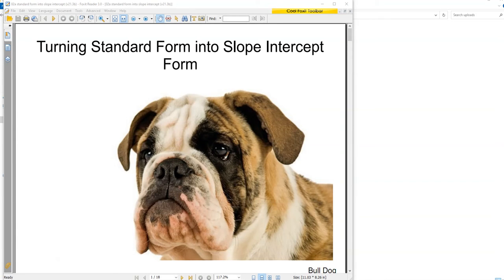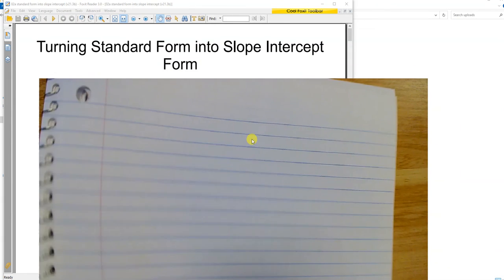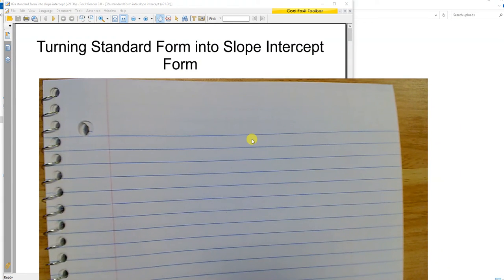Hey, it's Mr. Barr, and we're going to turn standard form into slope-intercept form in this video. So go ahead and start with that title in your notebook: Turning standard form into slope-intercept form. Here come the notes.